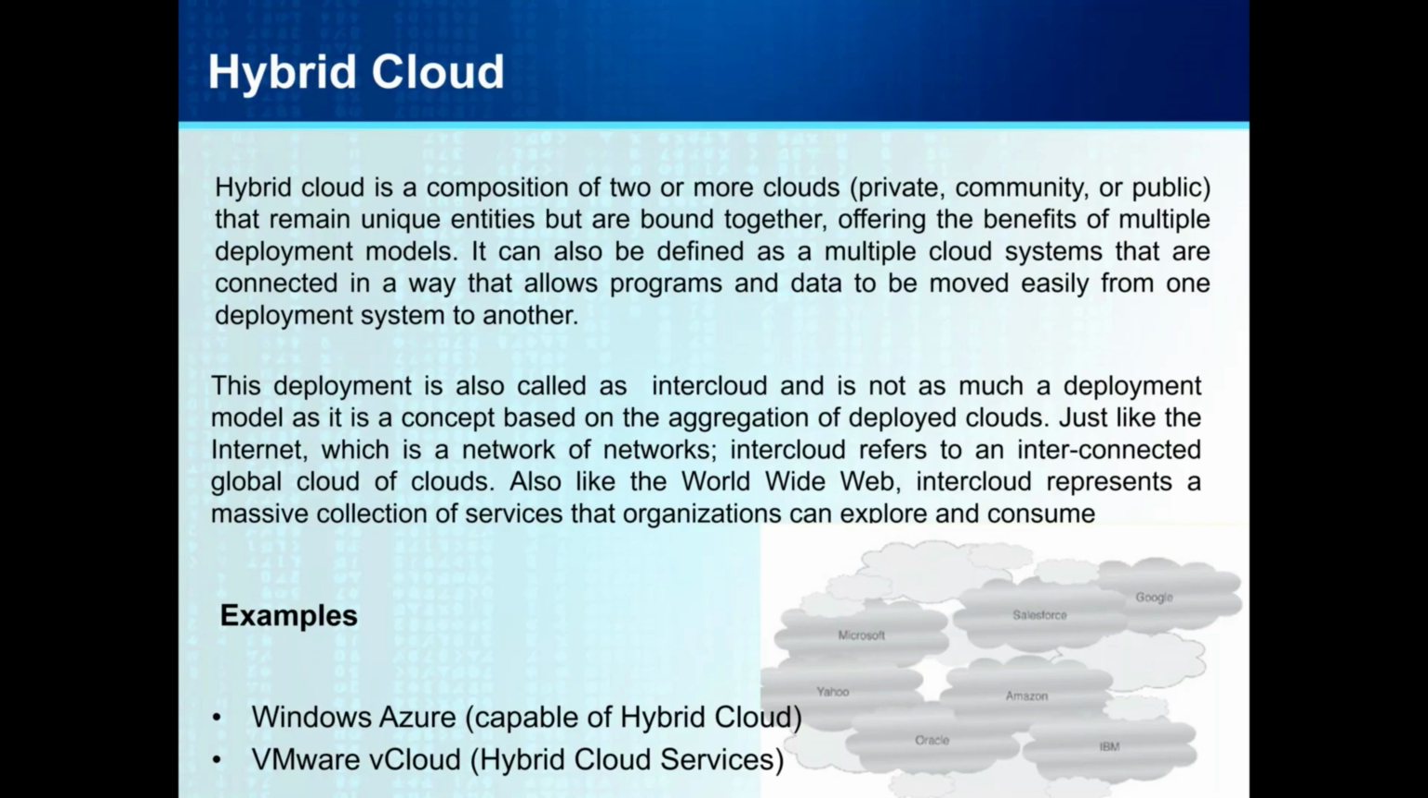Also called intercloud. Example, Google is connected to Salesforce. Salesforce is connected to Microsoft. Microsoft is connected to Amazon. Amazon is connected to Yahoo. Yahoo is connected to Oracle. Oracle is connected to IBM. IBM is hosting a cloud, right? Currently they are not interconnected to each other. I should be able to drag and drop something from a Google Drive to my Salesforce. Possible? Not possible.